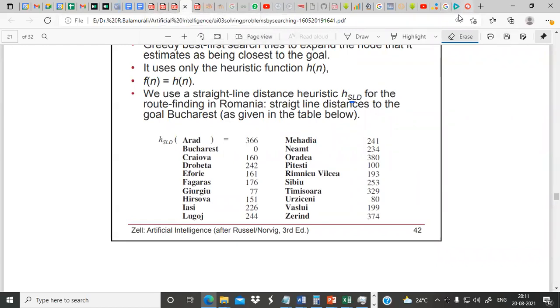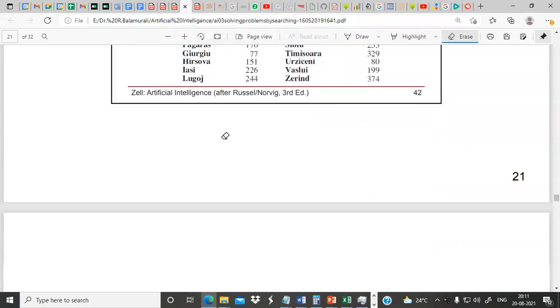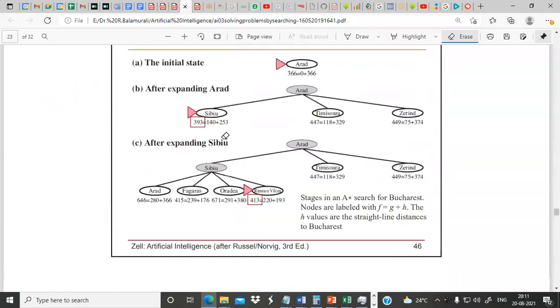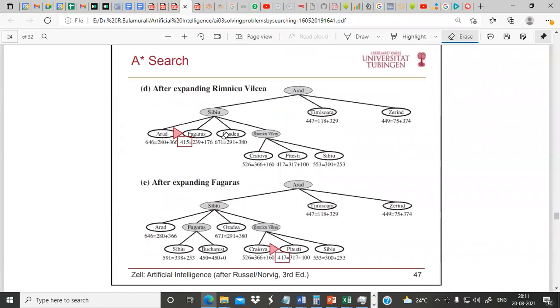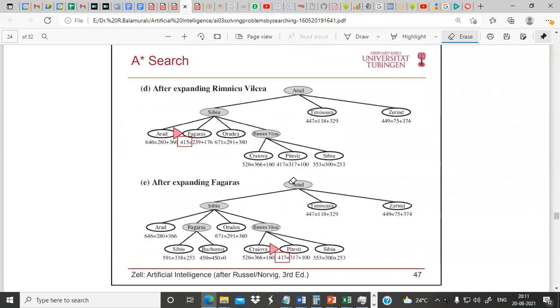What we got at last are these values: 526, 417, and 553. So whatever I have drawn here is the same as this, but this is much better. Now from all these unexplored nodes, you have to identify the minimum node. That part you should be very careful about.